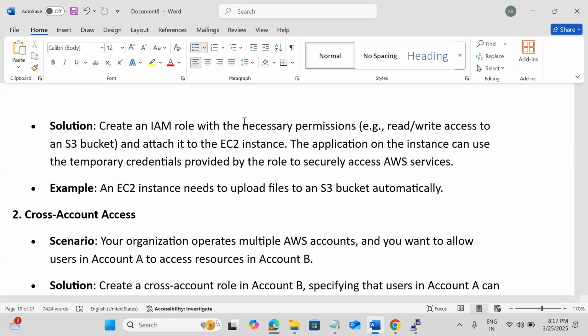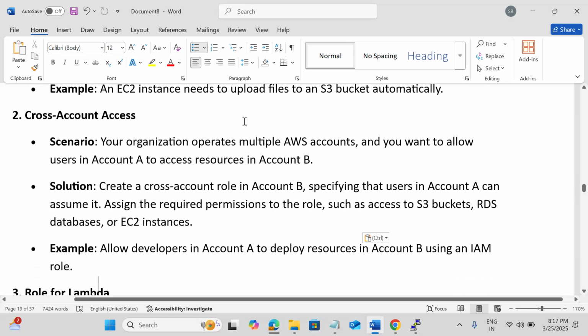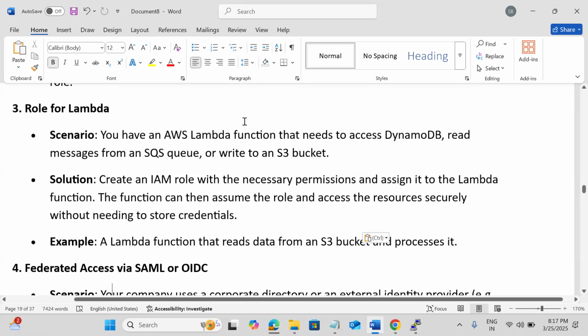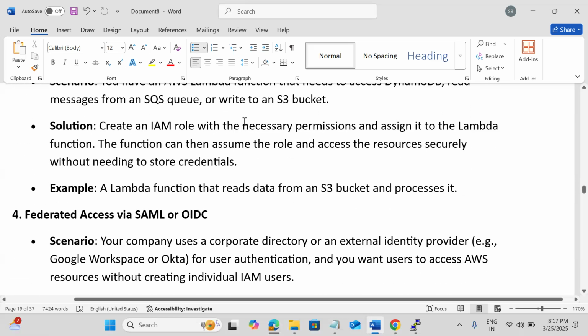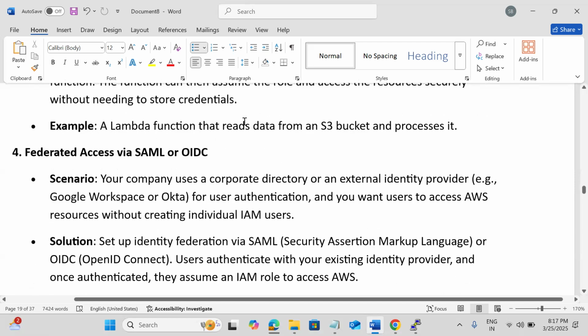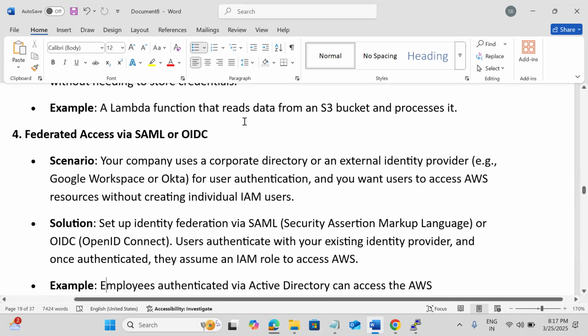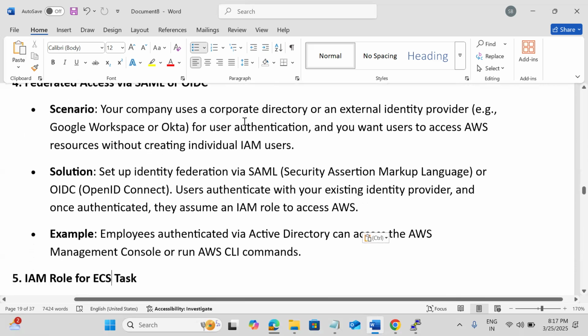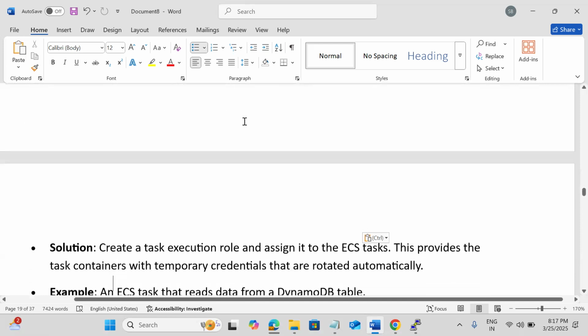Another use case is cross account access, and not only for EC2 instances but Lambda also. Or I want to give single sign-on, federation access, to other applications that also want to communicate with AWS. For that also we are giving the role.